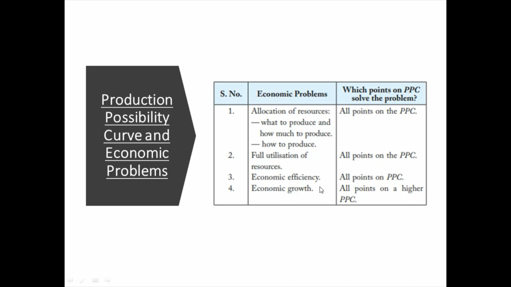Like we saw that any point that is to the right of the production possibility curve actually depicts a level that is unattainable for the economy. So if the economy is able to move to that point, it means that there is economic growth happening in the economy. There is a higher number of resources being employed in the economy, as well as technology upgradation happening. So a point towards the right shows us economic growth.